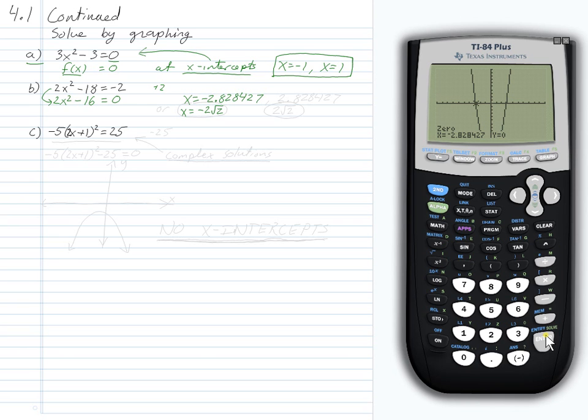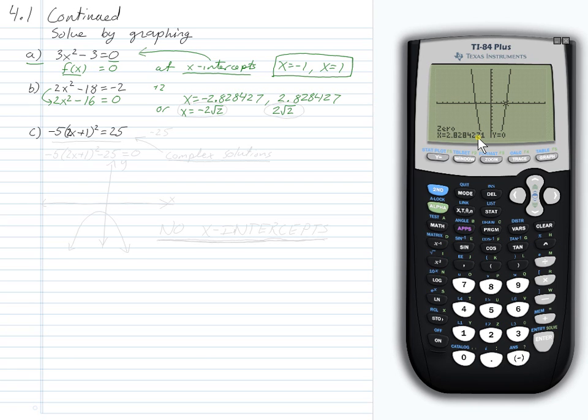If I calculate the other zero, left bound, it looks like it's crossing somewhere around 3, so I'll say my left bound is 2, my right bound is 4, and my guess is 3. Well, it's actually 2.8288427, which corresponds with the positive 2√2. So we can come up with these approximations using the calculator.